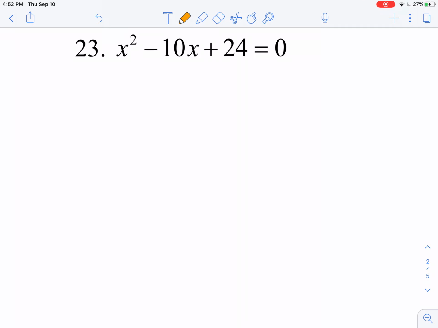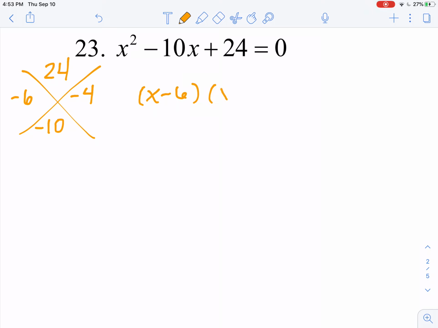I'm going to start by seeing if I can factor. So here we'd get c on top, which is 24, b on the bottom, which is negative 10, and I'm going to look for two numbers that multiply to positive 24 and add to negative 10. And those two numbers would be a negative 6 and a negative 4. Alright, so now I'm going to put those into my factors. X minus 6 times x minus 4 equals 0.